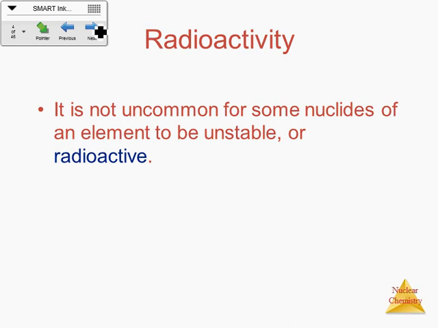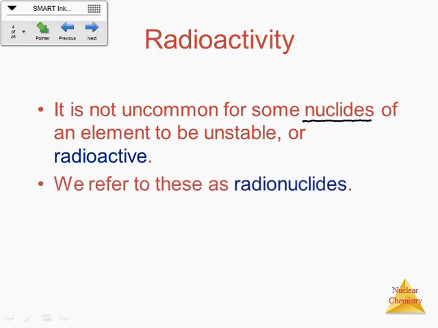Nuclides, just a terminology thing there. I think we already talked about that. Nuclides, just a fancy word for nucleus. And some isotopes are radioactive, just depending on how many protons and neutrons they have, or the ratio of those protons and neutrons. We're going to call those radionuclides. If they're radioactive nuclei, then they're radionuclides.